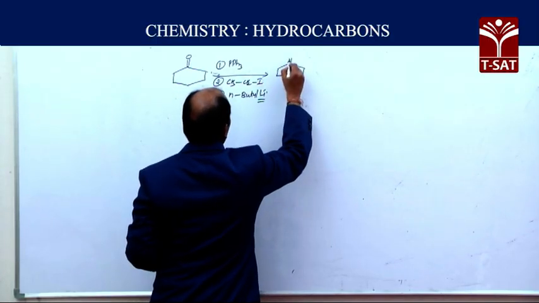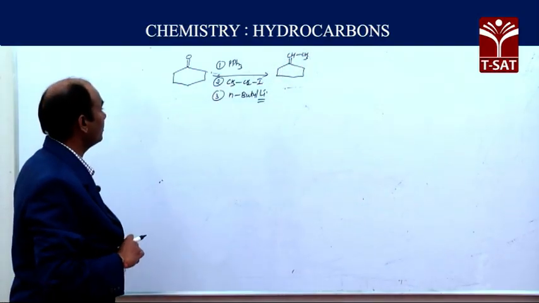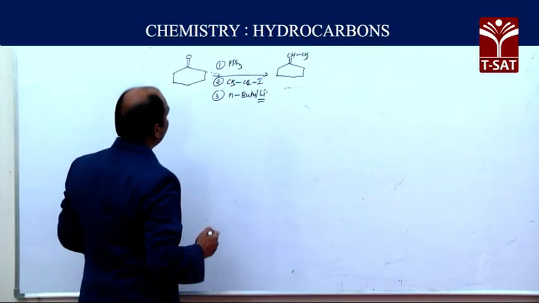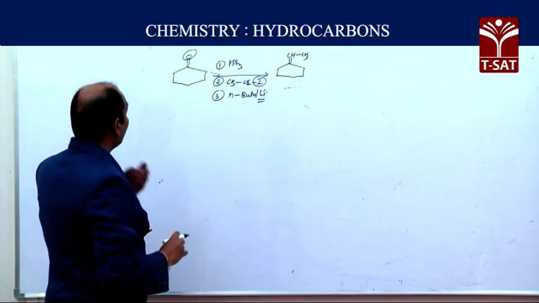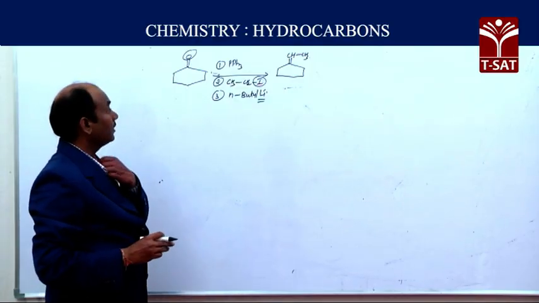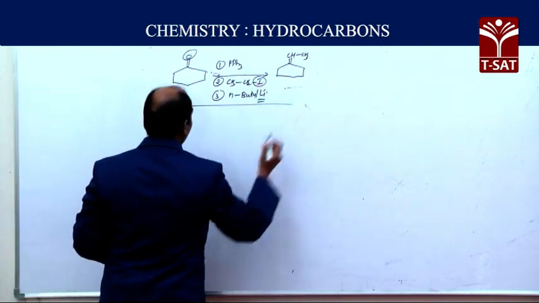This is a double bond, CH3 is formed. Again the mechanism is the same, just remove this one and this one. So we get an alkene. Carbonyl compounds are converted into alkenes by using the Wittig reaction. So this is a Wittig reaction.